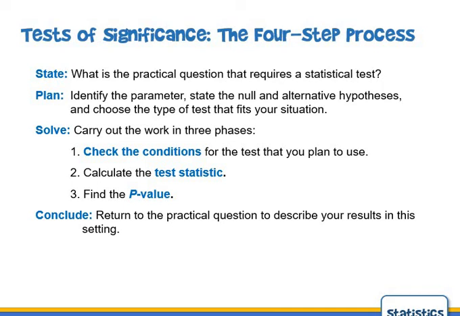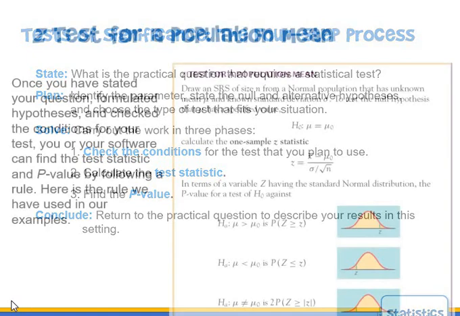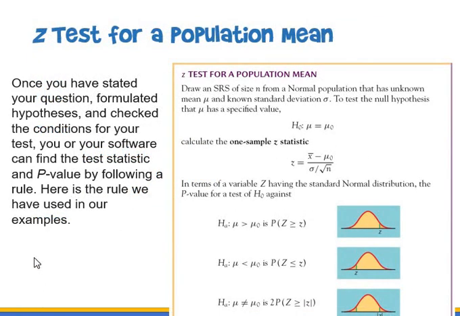And then in the end, you make your conclusion, which should be written up in plain English to tell the practical answer to the question. You're going to come up with reject or fail to reject the null hypothesis, but you need to tell what does that actually mean in the context of the problem. So in this section, we're going to look at the z-test. I think I'm going to go ahead and stop this video at this point and then pick up the next one here with the z-test.